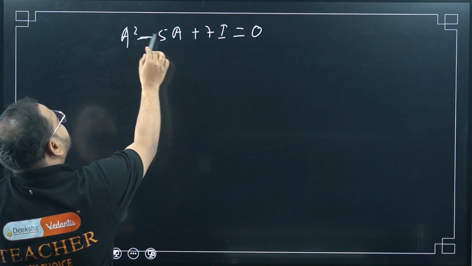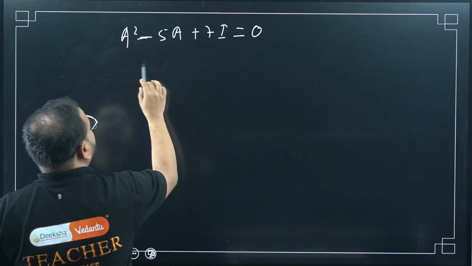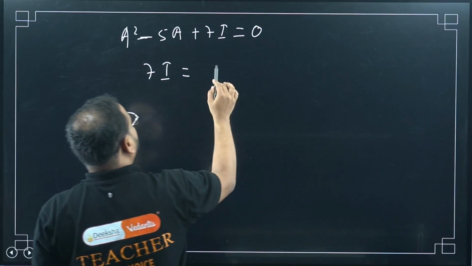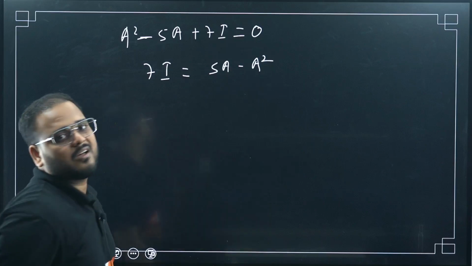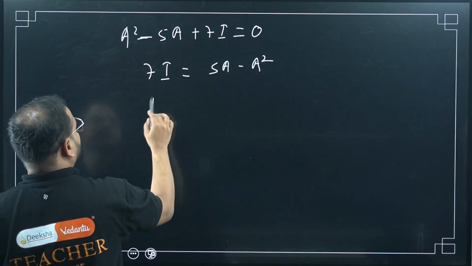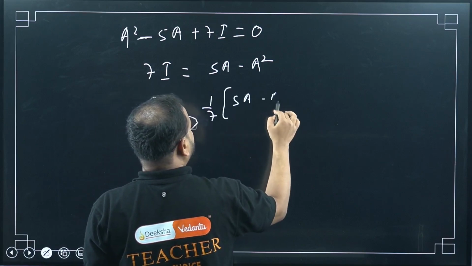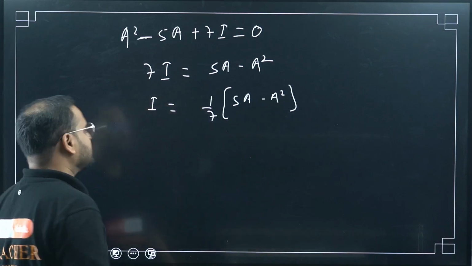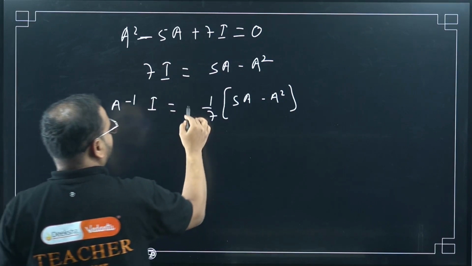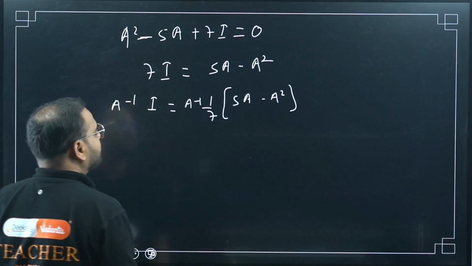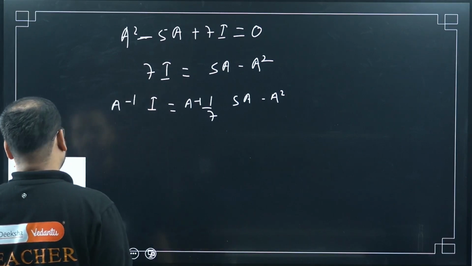I have to multiply by A inverse, no? My best chance is to keep only 7I over here and take everything else over there. I'll get 5A minus A square. I move these two to the other side of the equal sign. What I get? I equals to what? Tell me. 1 by 7 times 5A minus A square. Yes or no? Yes. Multiply A inverse on both sides. So here also you multiply A inverse. This is not a matrix, this is just a bracket.